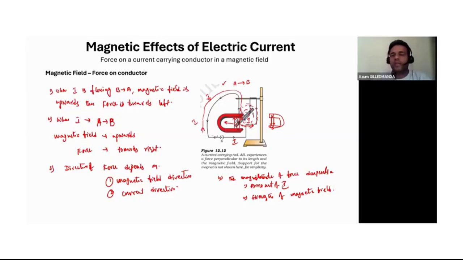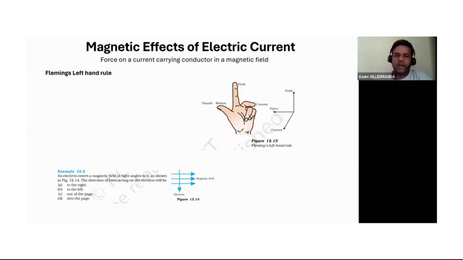So in this experiment, we came to know a force is exerted, how to find the direction of that force, and how much magnitude of force it is. So the magnitude of force depends on two factors: the amount of current flowing through the circuit as well as the strength of the magnetic field. So that's about the force on a conductor. And we also learned what is Fleming's left-hand rule. We already learned it, right?